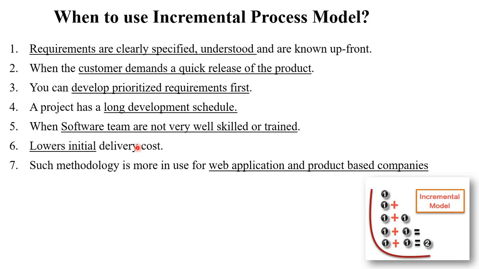Every module has its own cost here. Suppose the attendance module is developed first, so the development team gets the cost of the attendance module. After that, the next module, and so on. Generally, this incremental process model is used in different web applications and in product-based companies, where different Android apps and websites are developed using the incremental process model.